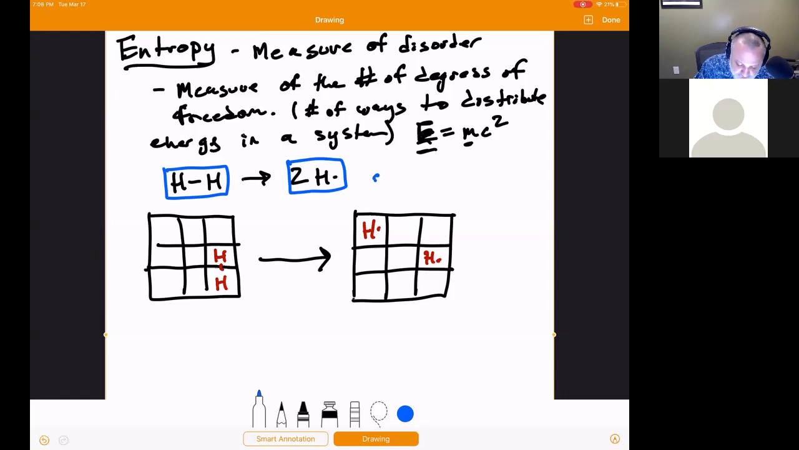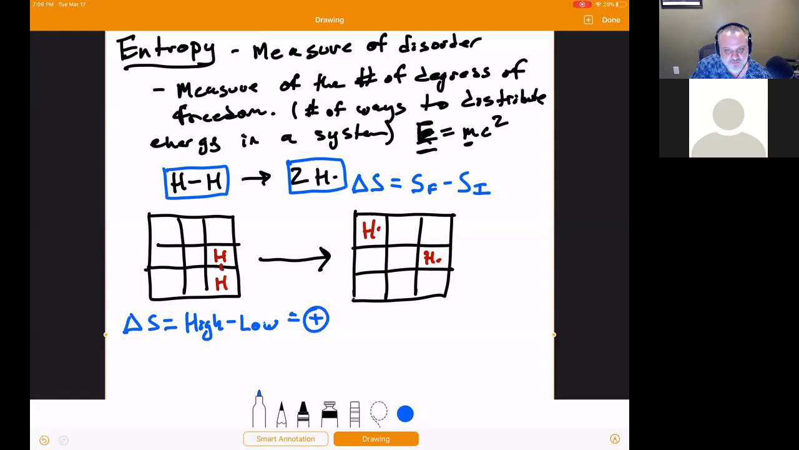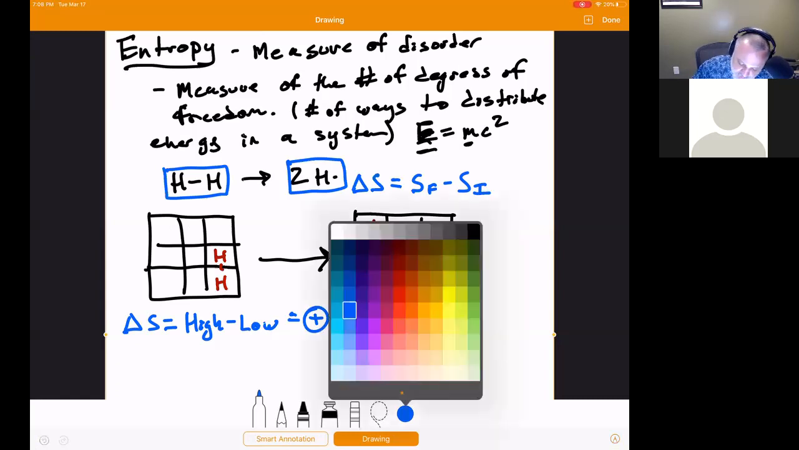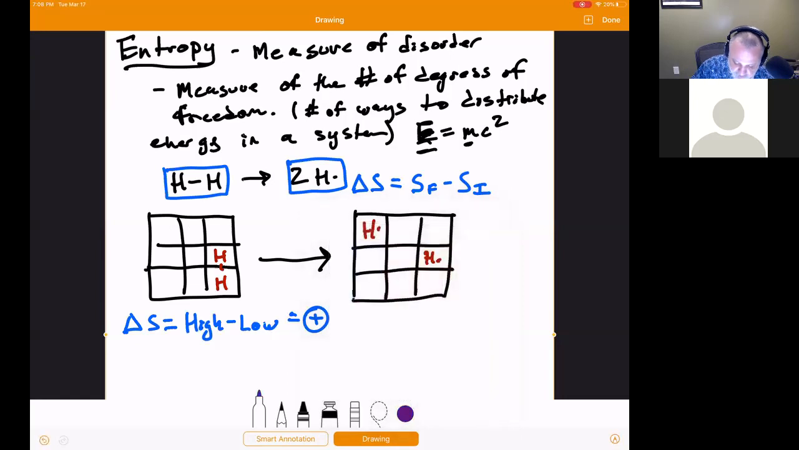So entropy is symbolized by S. If we're talking about a change in entropy, then we do mean entropy final minus entropy initial. If we have a situation like we described, where the entropy in the final state is higher than the initial state, which is lower, then you get a positive number. And the vice versa would be true. And so this is going to be the primary way that we investigate entropy in this course.